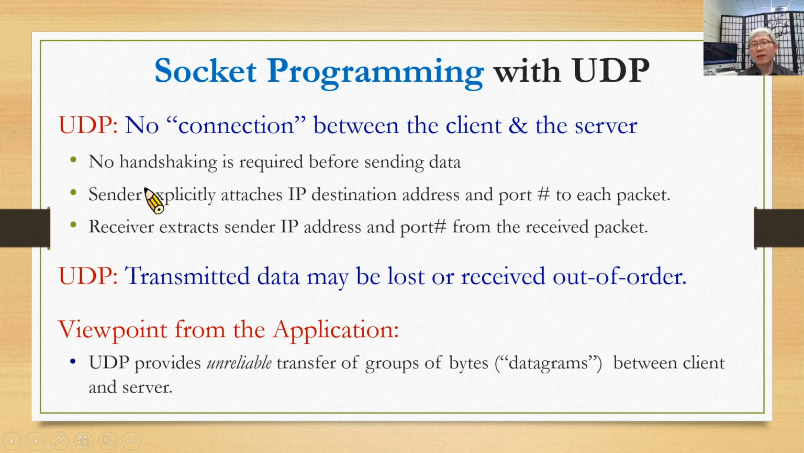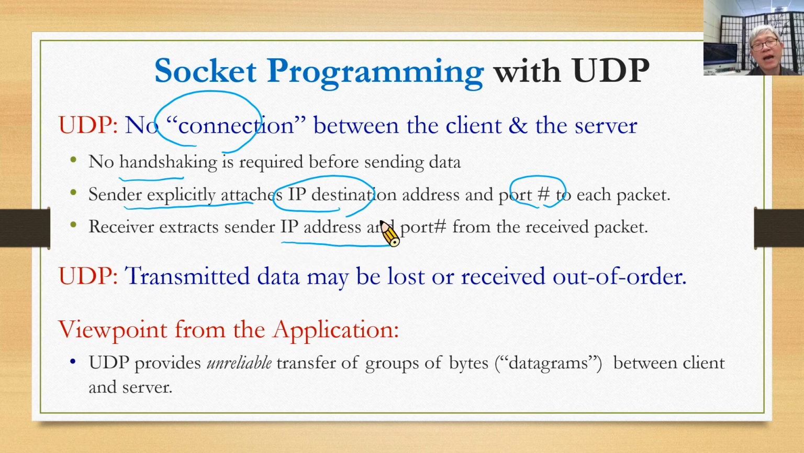Circuit programming with UDP. First of all, UDP provides the service without connection, so no connection between the client and the server. Therefore, no handshaking. The sender sends the datagram with the IP and the port number. So actually, the datagram we can have a port first, and later within the packet we will have an IP address there. And the receiver can receive the message using the IP address and port number from the received packet.